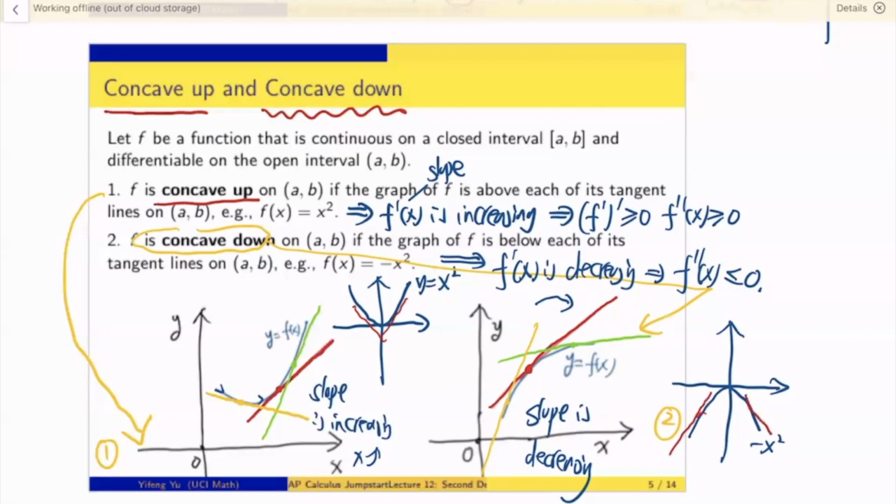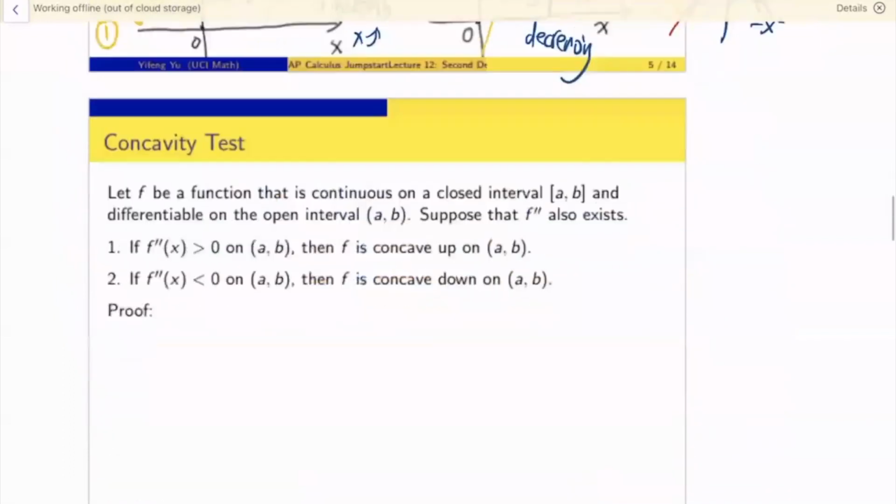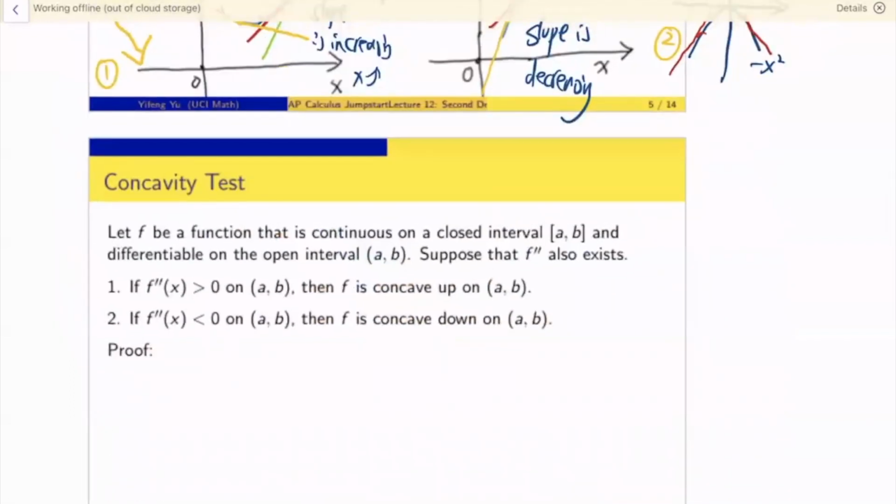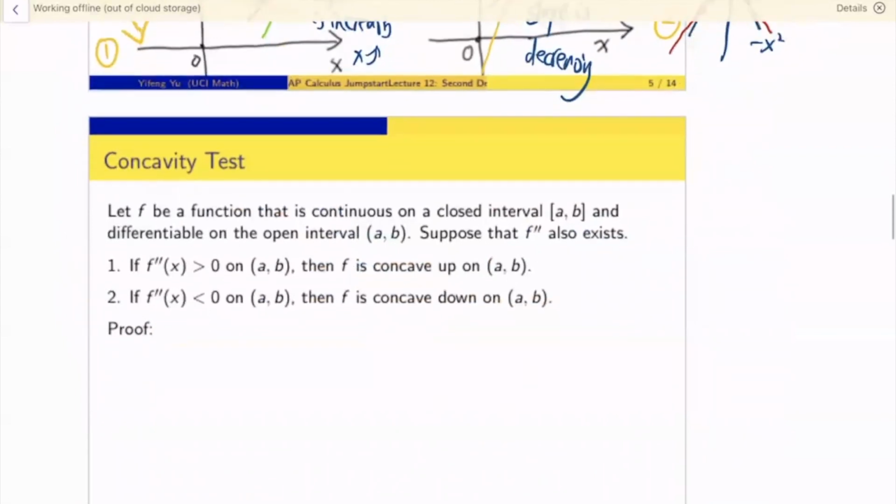When you look at this analytic feature, you see this basically provides a way to tell whether a function is concave up or concave down. More precisely speaking, we have this. So here's the subtle thing here. If I use the second derivative, we find the concavity test. It says, suppose the second derivative exists. We also call this twice differentiable. Suppose I know the function is twice differentiable. When I say it's twice differentiable, it means the first order and the second order derivatives all exist.